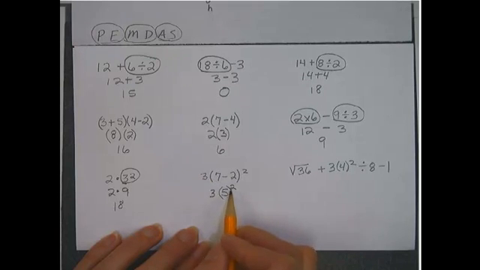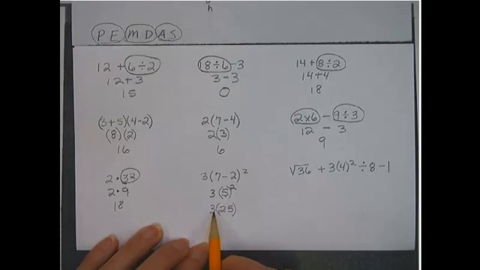But I'm going to have to go ahead and take care of my exponent next. So that's 5 squared, which means 5 times 5. That'll be 25. Again, I'm going to just put it in parentheses to communicate the multiplication. And the last thing I need to do is multiplication. 3 times 25 is 75.